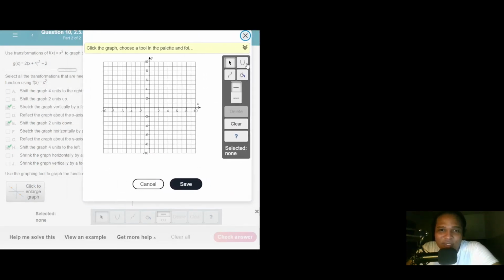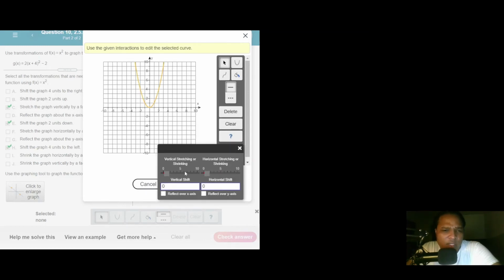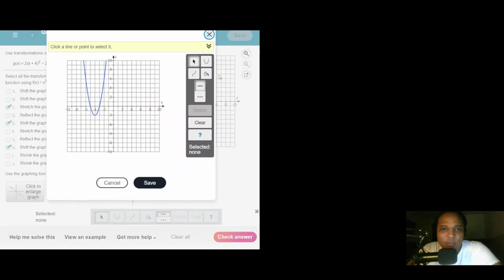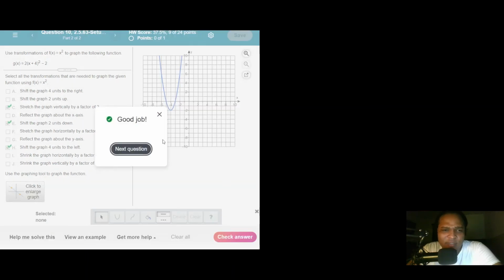But anyway, this is a parabola because we have x squared. Click anywhere. And this is going to be a vertical stretch of 2. So we're going to slide this little dial to 2 like that. And it's a vertical shift of -2. So let's put -2 here. Horizontal shift of -4. Put -4. And we're done. Hit the X. Hit save. Bam. Oh, what happened? Okay, I hit check answer and it brought me back. Good job. That was weird.